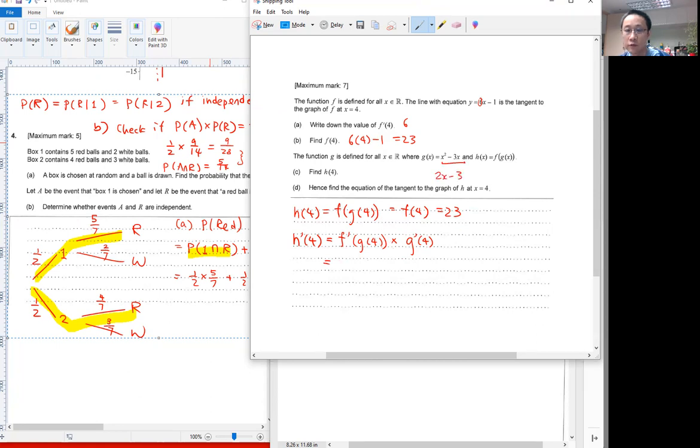So the derivative of g at 4 is just 2 times 4 minus 3. f dash of g of 4. So f dash of g of 4 is f dash of 4 itself, and f dash 4 is 6.